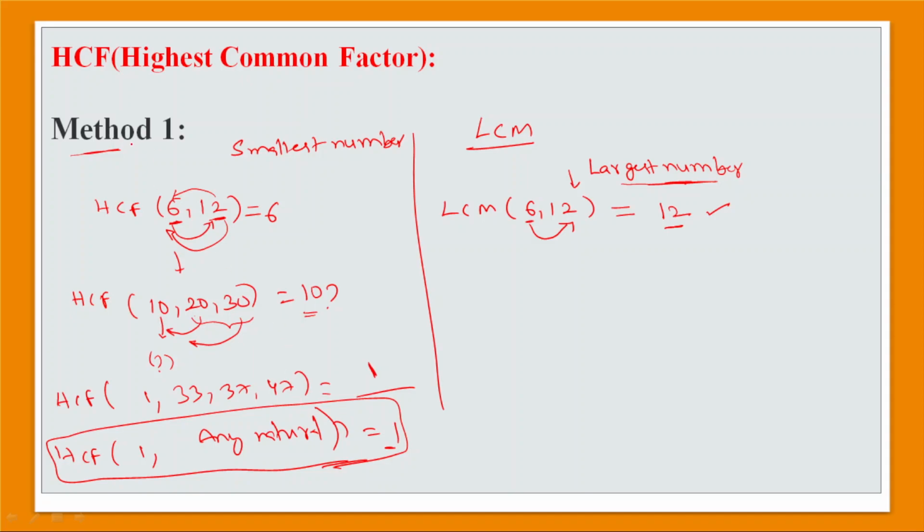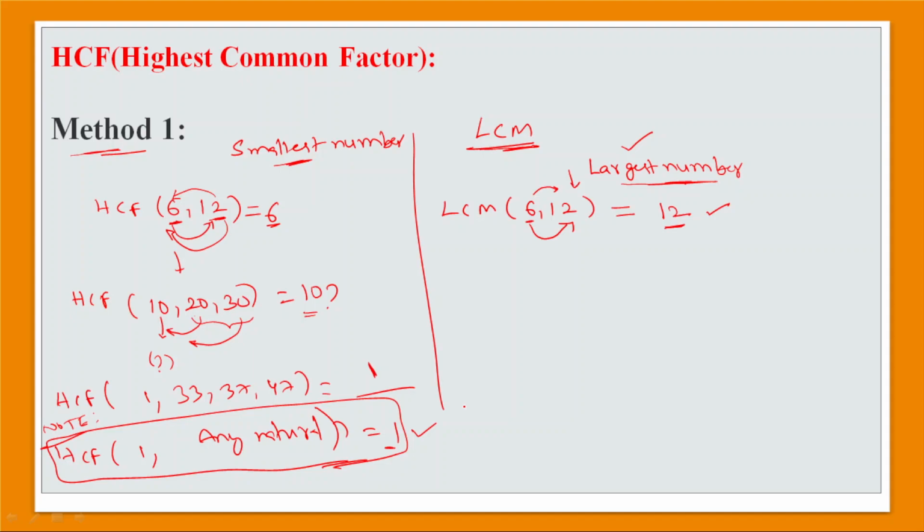So this is the first method we need to choose. In the LCM case, we directly go for the largest number, and if the smaller number is a factor of the largest number, then our LCM will be directly the largest number only. Whereas in the case of HCF, we need to look for the smallest number, and if the smallest number is a factor of the other number, then our HCF will be directly that smallest number only. Also remember one note point here: HCF of 1 and any natural number will always be 1 only. I hope you are clear with this point here.